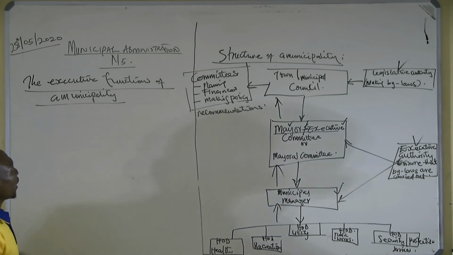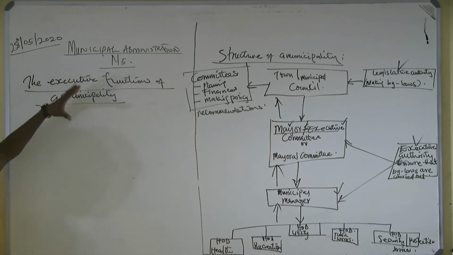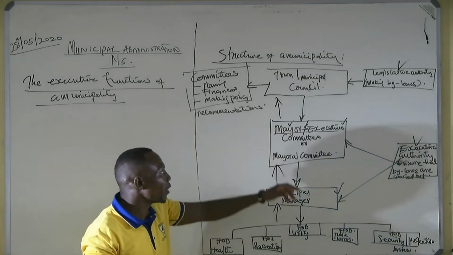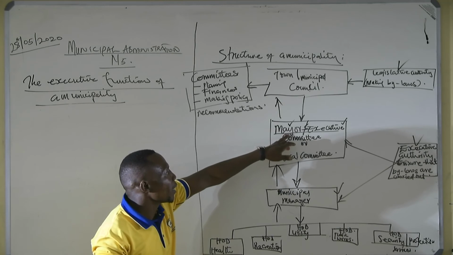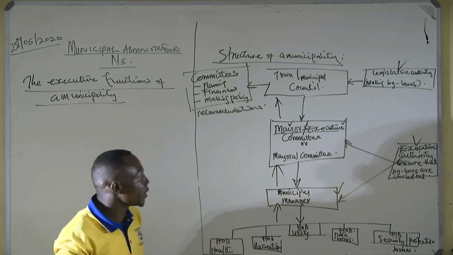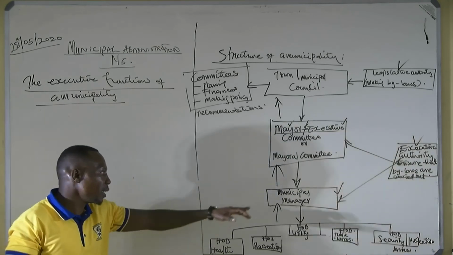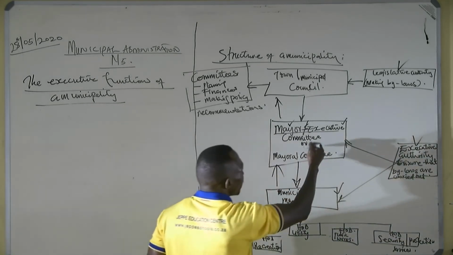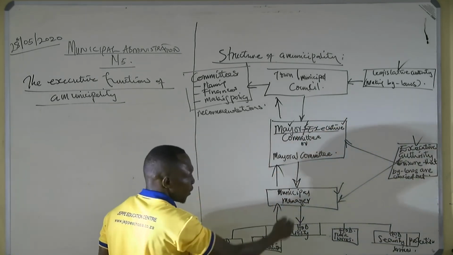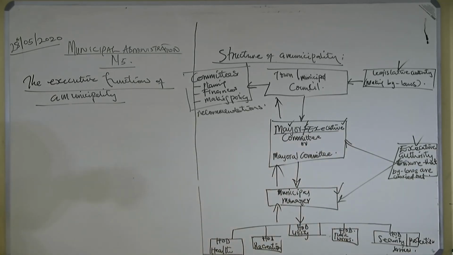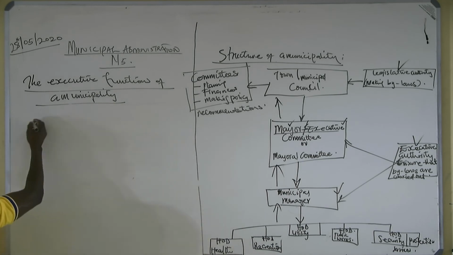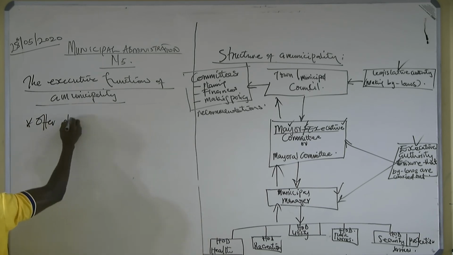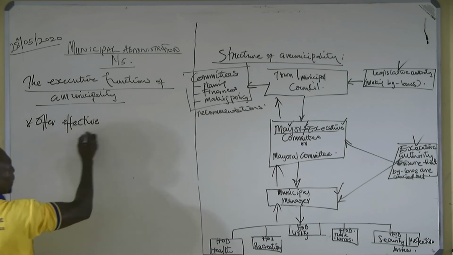To ensure that services are provided adequately to the people by considering their needs and interests, it should be the responsibility of the executive organ to make sure that they get in touch very well, by considering a union of the mayor's efforts together with the executive committee and the municipal manager, so that services are rendered adequately and efficiently. These three institutions, the mayor, executive committee, and municipal manager, perform the following functions under the executive function.